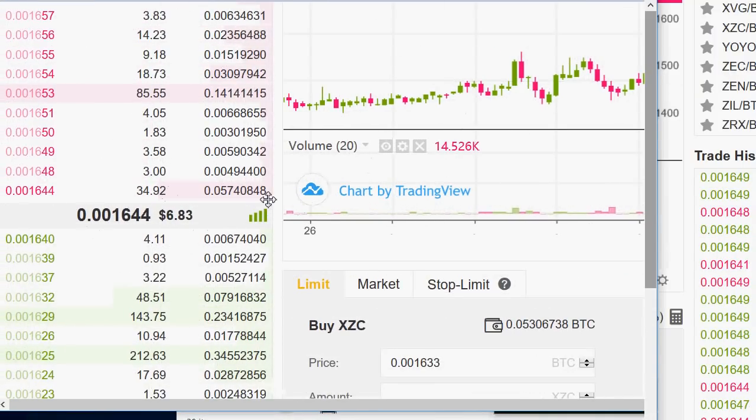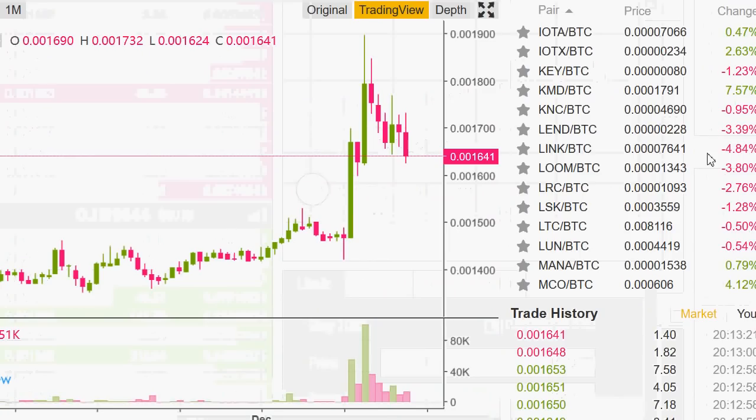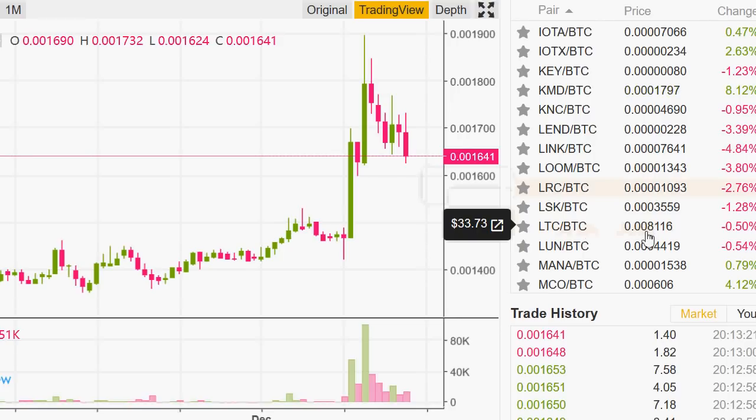So I can buy 35, which I would buy less than such, at 1644. But before I do, I will next look at the Litecoin exchange, just in case it's a better bargain there. To do so, I need to multiply this by the ratio of Litecoin. So let's go back to the exchange, and I can see Litecoin is 0.008116.